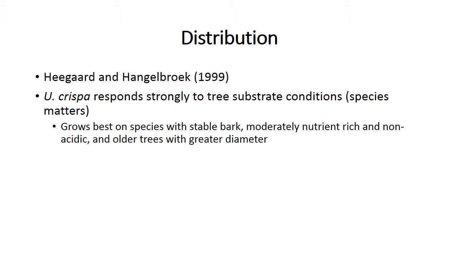Heegard and Hangelbrook also studied the distribution of Ulota crispa in 1999. They had a little bit different approach, and they showed that Ulota crispa responds very strongly to the actual tree substrate conditions. So in short, this means that the species that it grows on does matter. And specifically, it grows best on species with stable bark, moderately nutrient-rich, and non-acidic, along with older trees having greater diameter.